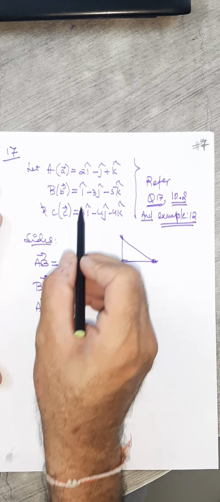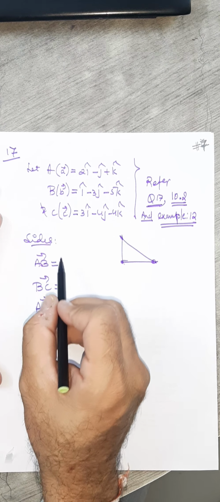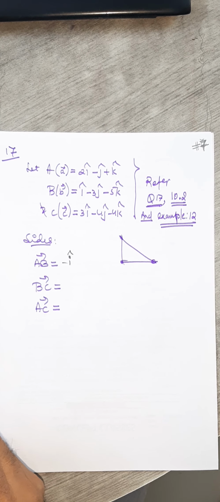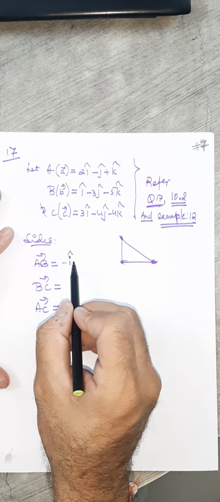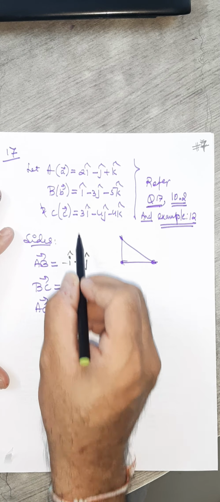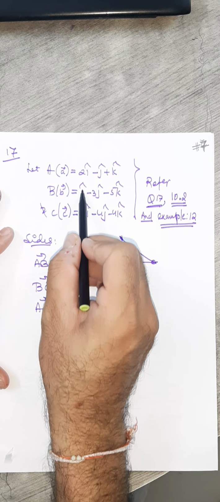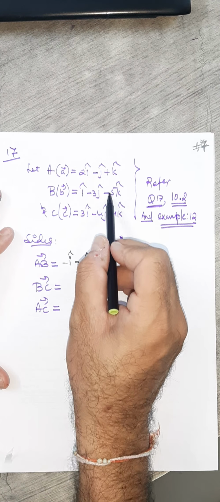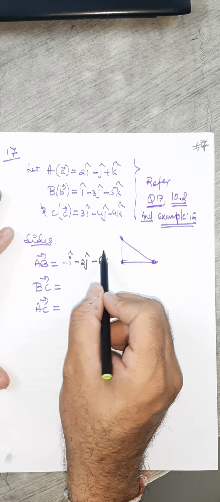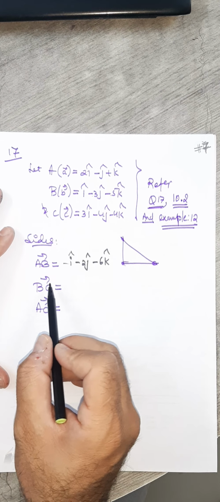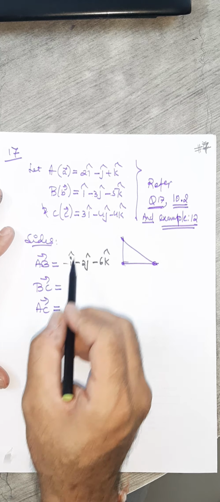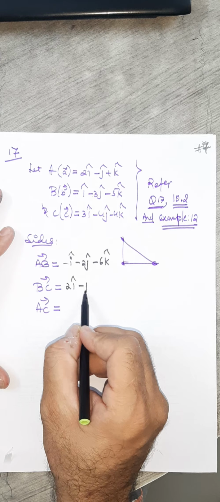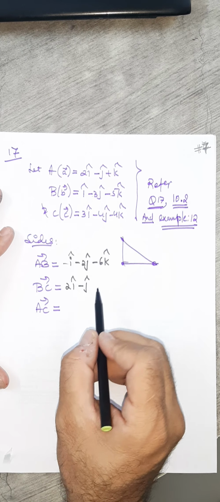AB means B minus A. This minus i cap. Just have a look there. This minus 2j. This minus this, minus i cap. Minus 3 plus 1, 2j. This minus 6k cap. Chalo BC. What about BC? C minus B. 2i cap. This minus this, just minus j cap. This minus this plus k cap.